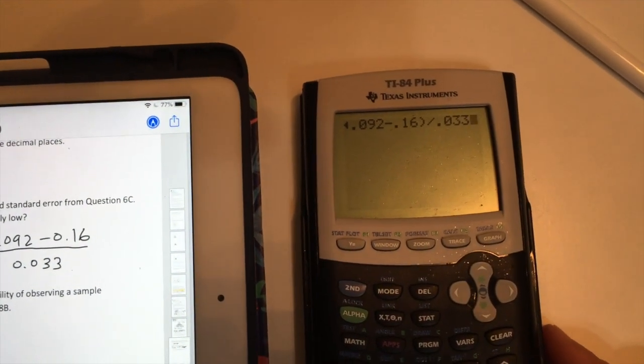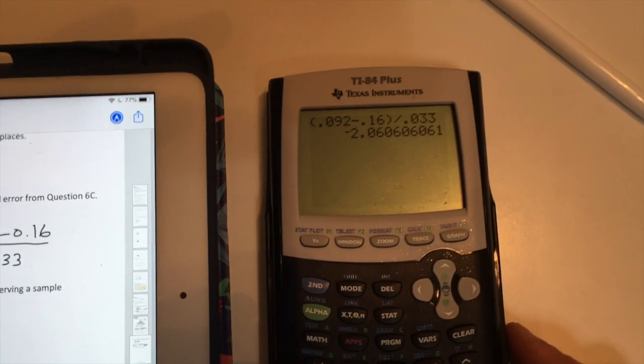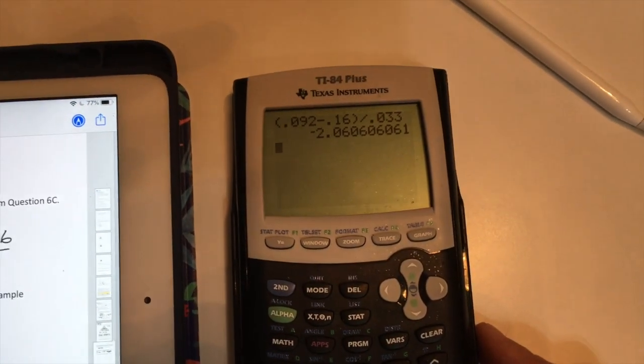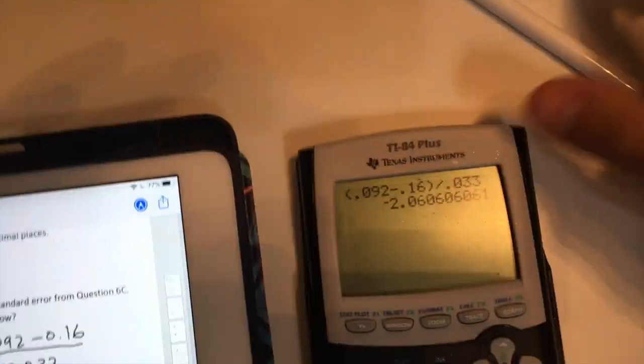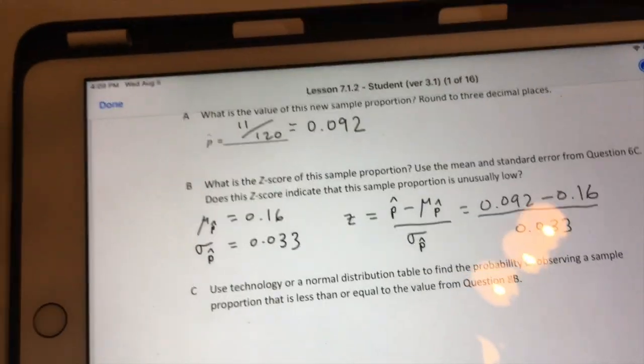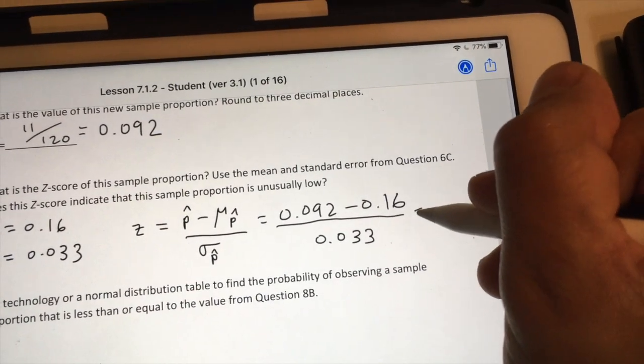If I do that and I hit enter, I get my answer. I get negative 2.06 if we round it to 2 decimal places. Negative 2.06. Let's go ahead and write that in here.